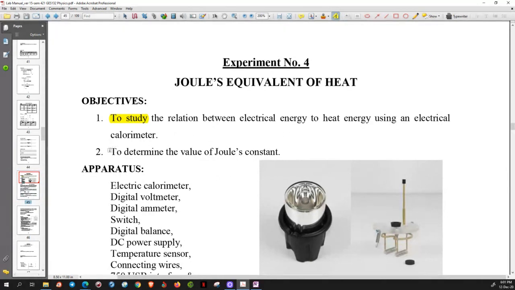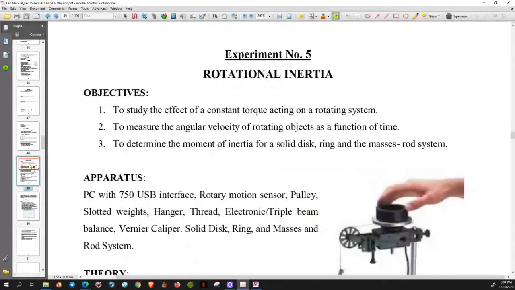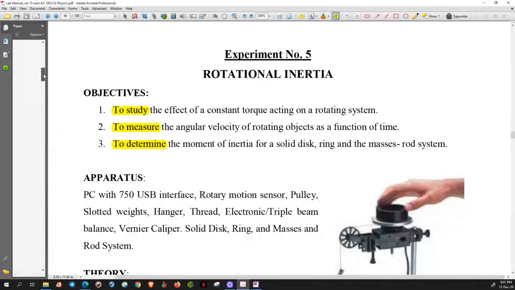To study. What else? To find is not there, but to determine. Let's go to another experiment. Okay, rotational inertia. This is in the exam. To study. What else? To measure. What else? To determine. All the objective in any experiment.